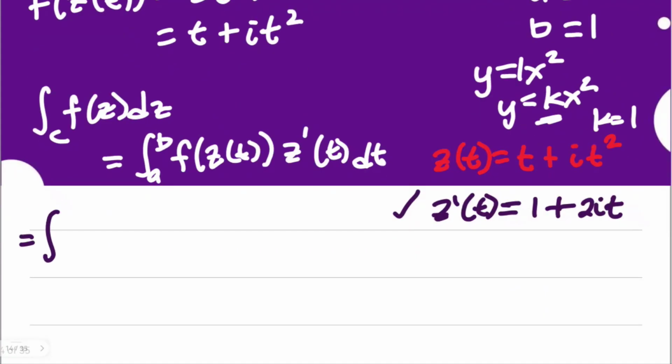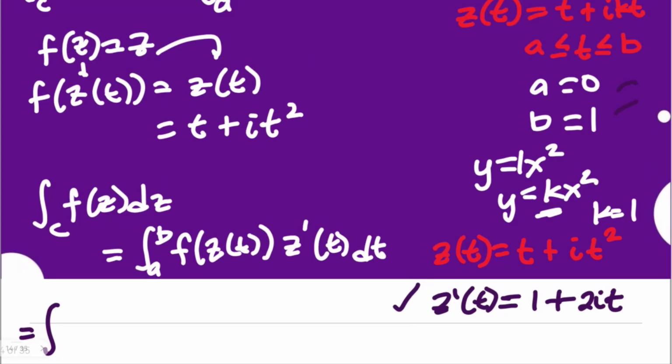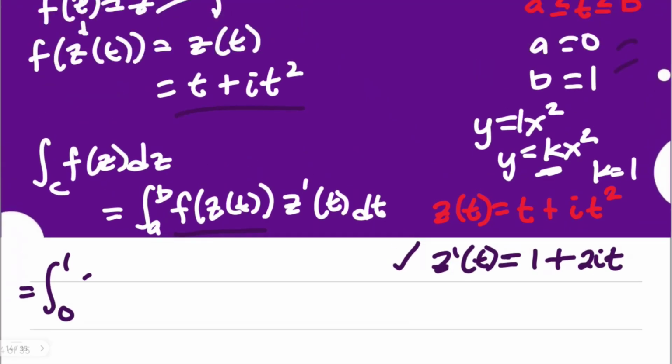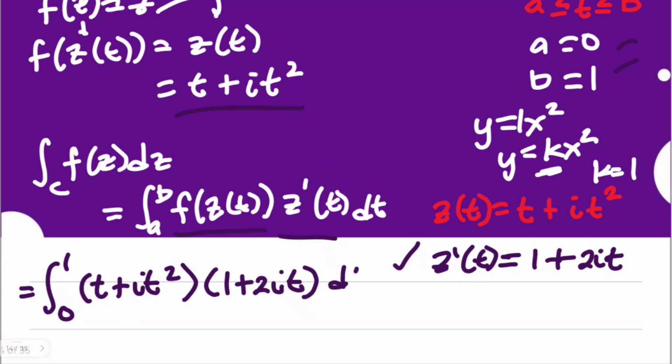The integral, again, our a and b is 0 and 1. You automatically say here is 0 and 1. For your f of z of t is just this one here, t plus i t squared, times your first derivative, which is actually 1 plus 2i t dt.